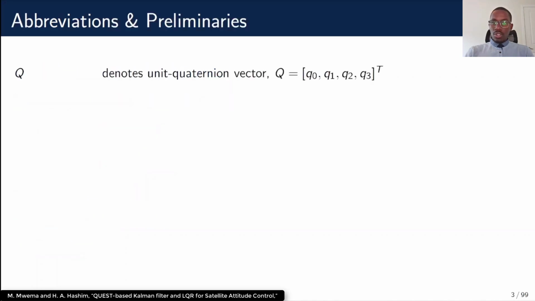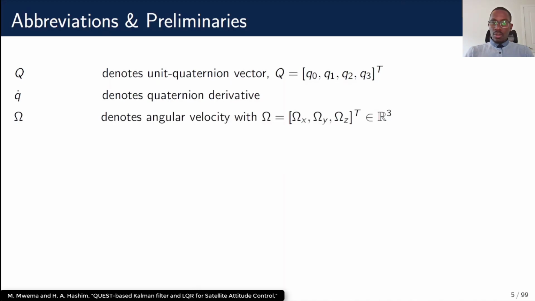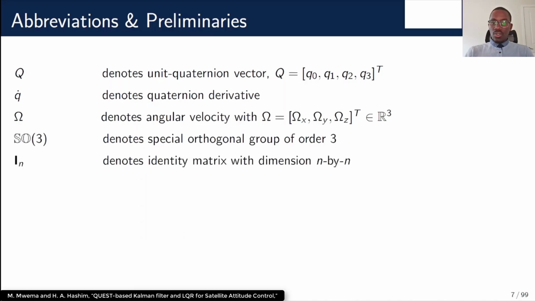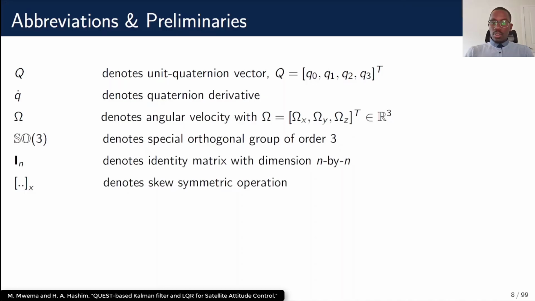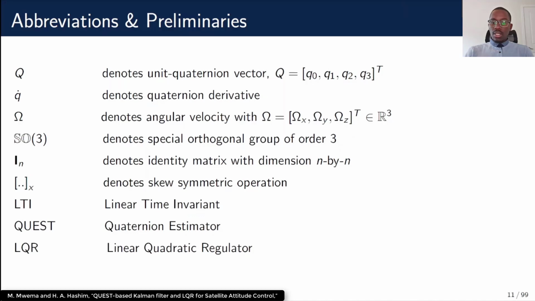Starting off with the abbreviations and preliminaries, Q denotes the unit quaternion vector, Q dot denotes the quaternion derivative, omega denotes angular velocity, SO3 denotes the special orthogonal group of order 3, and I_n denotes the identity matrix with dimension n by n. The following is a skew-symmetric operation. LTI stands for linear time invariant, QUEST stands for quaternion estimator, and LQR stands for linear quadratic regulator.